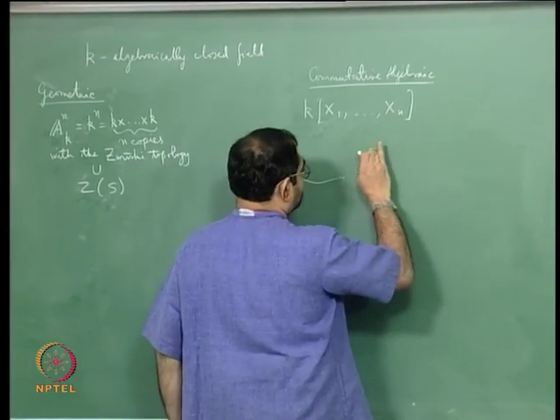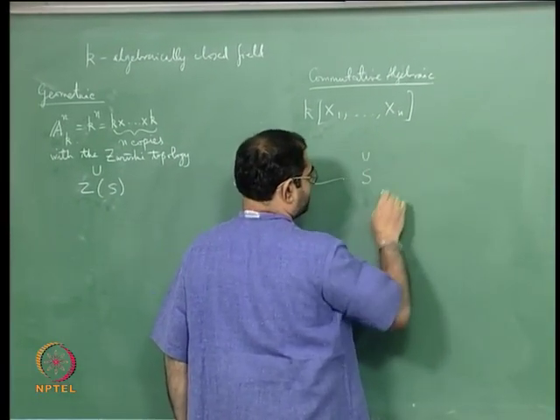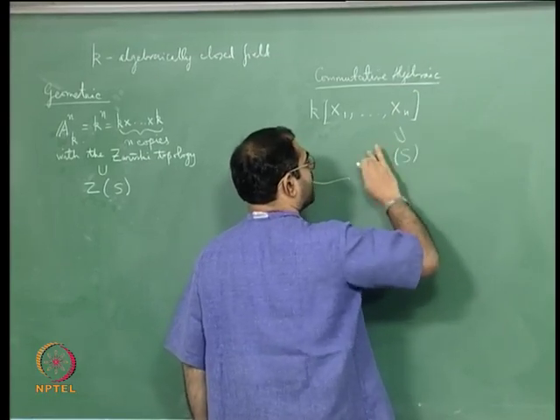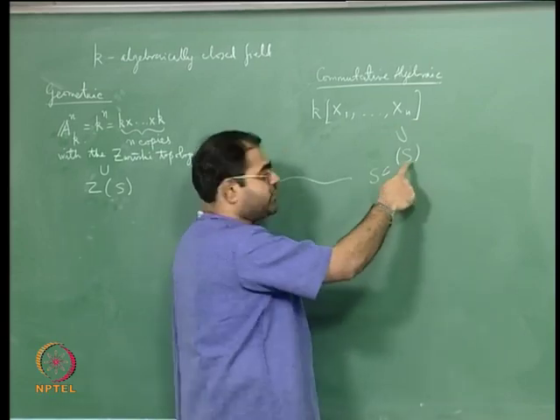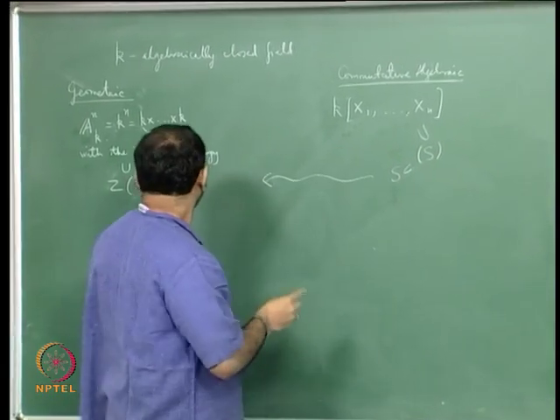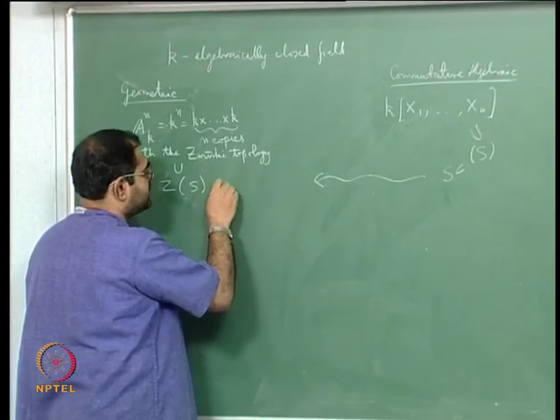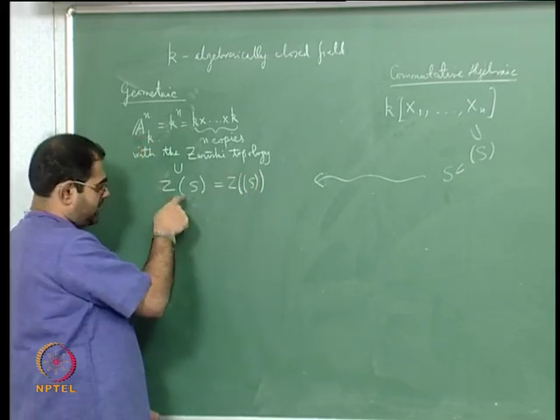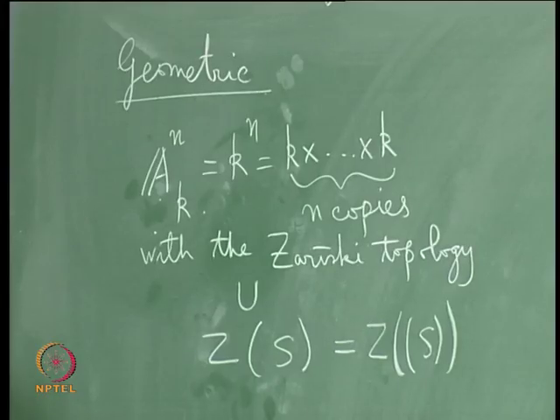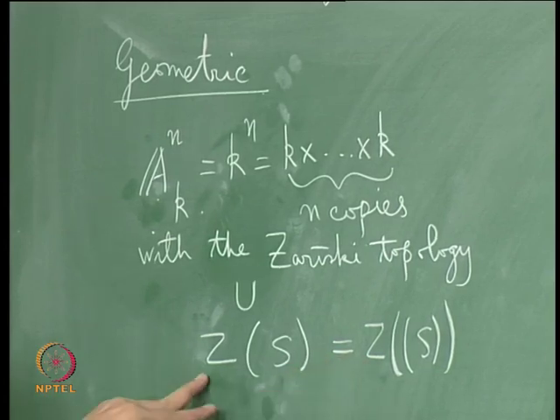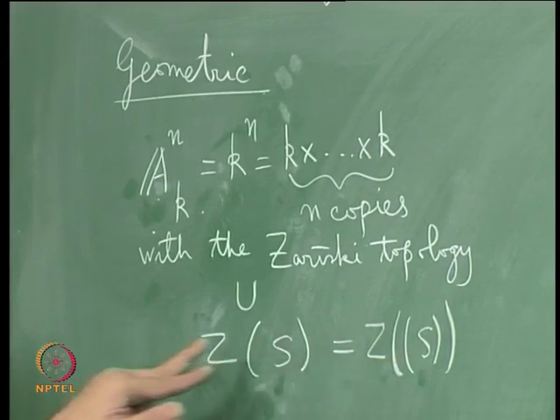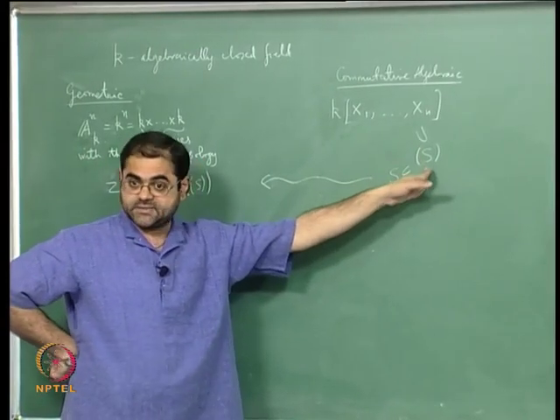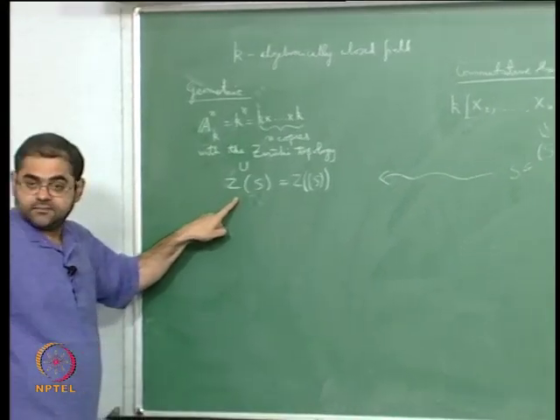So the upshot of all this is that you look at the ideal generated by this subset, which I write as bracket S, and then you see that the zero set of the ideal generated by S turns out to be the same as the zero set of S. So what it tells you is that if you replace a set by the ideal it generates, you are not going to change anything here.